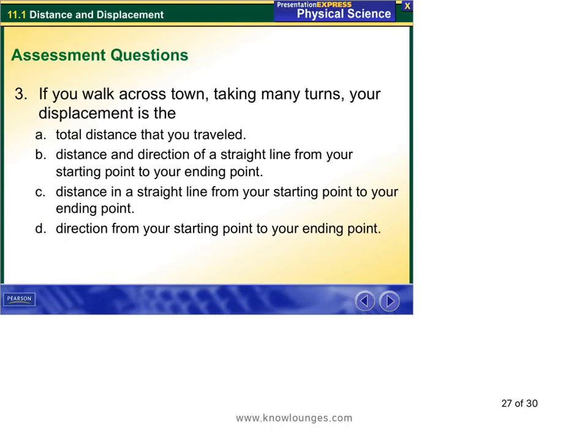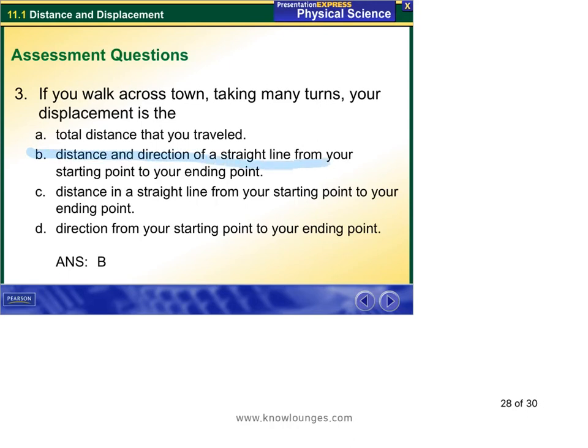So if you walk across town, taking many turns, your displacement is: A, total distance you traveled; B, distance and direction in a straight line from your starting point to your ending point; C, distance in a straight line from your starting point to your ending point; or D, the direction from your starting point to your ending point. And the correct answer here would be B.